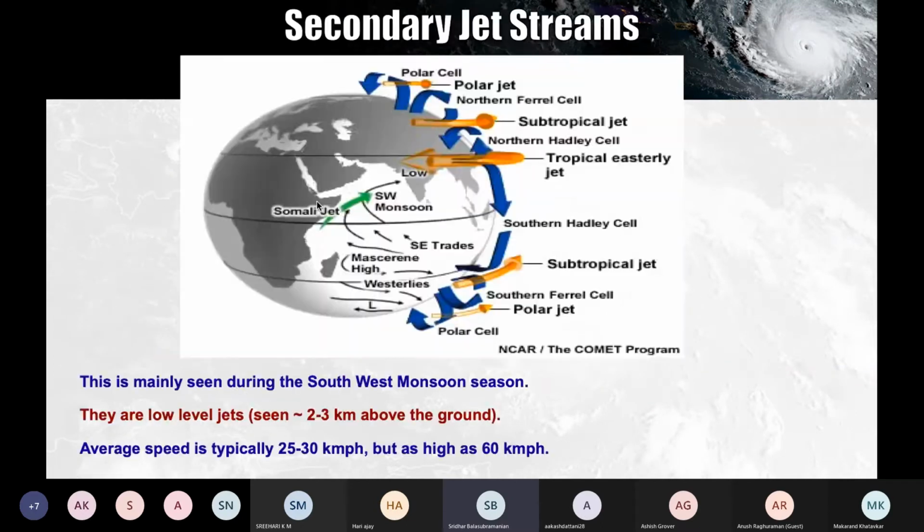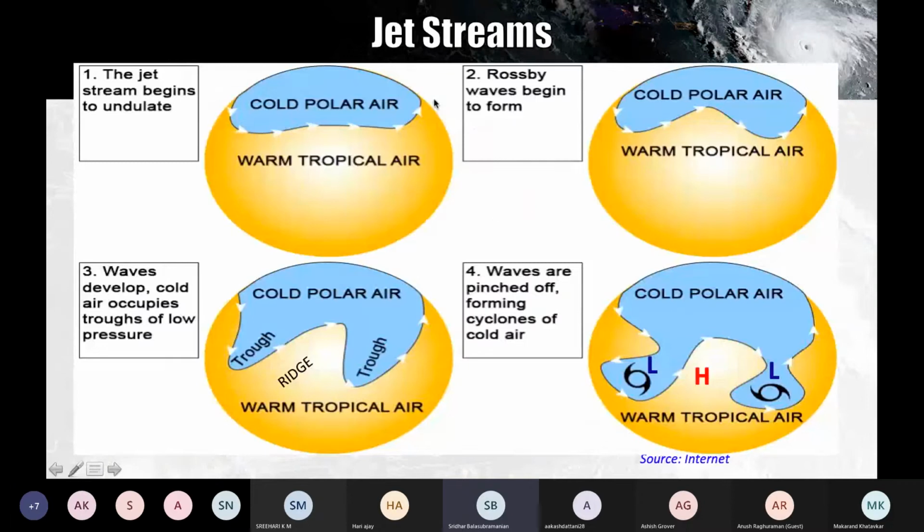Okay. So this is what I have put down in this particular chart. This is the subtropical jet stream. This is the polar jet stream. And then you have your Somali jet, and you have the tropical easterly jet. So these four are the important jet streams, and these two are the temporary jet streams, and these are the permanent jet streams. So let us look at the permanent jet streams because those are important.